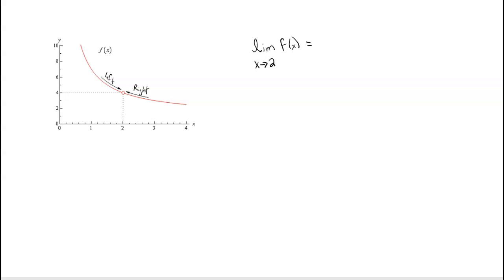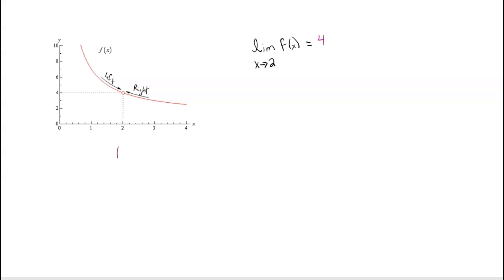From the left-hand side, I'm coming down. As I get closer and closer to the number 2 for x, my outputs are getting smaller and smaller to the number 4. And same thing from the right-hand side. As my x's are getting closer and closer to 2 this way, my outputs are growing and getting closer and closer, it looks like, to the number 4. So the limit of my function as x is approaching 2, the answer would just be 4.